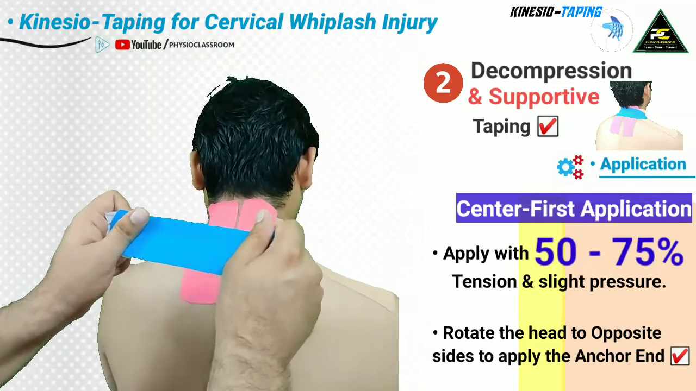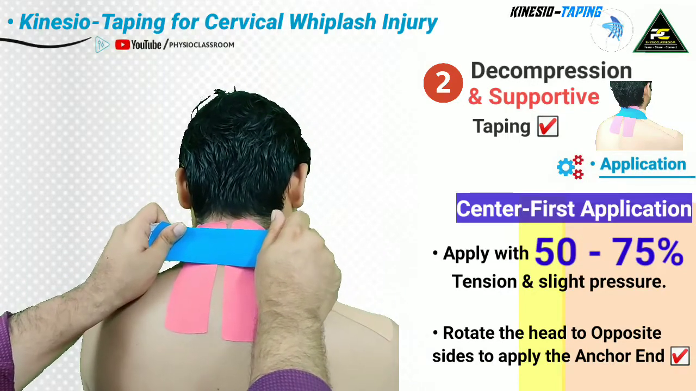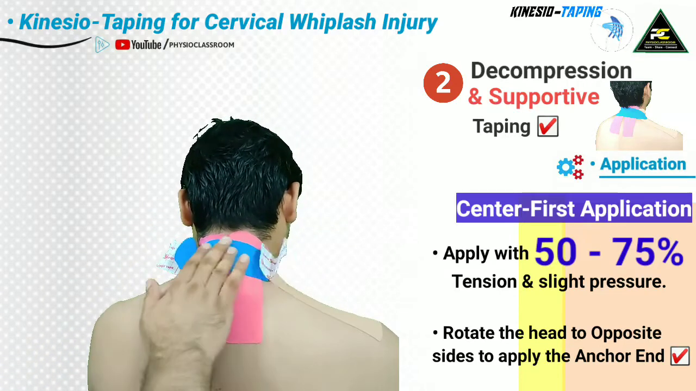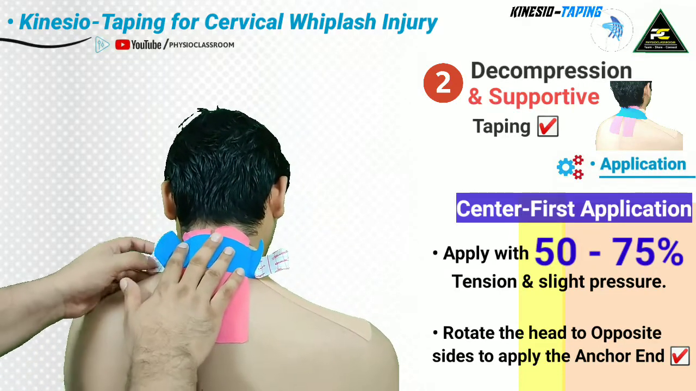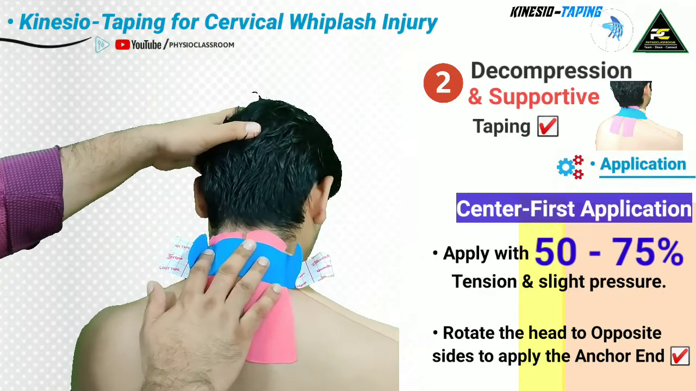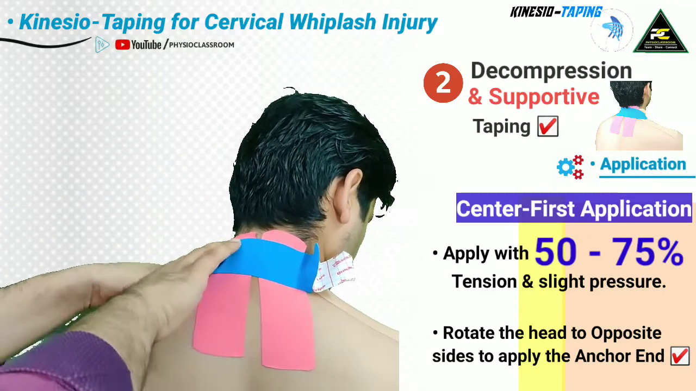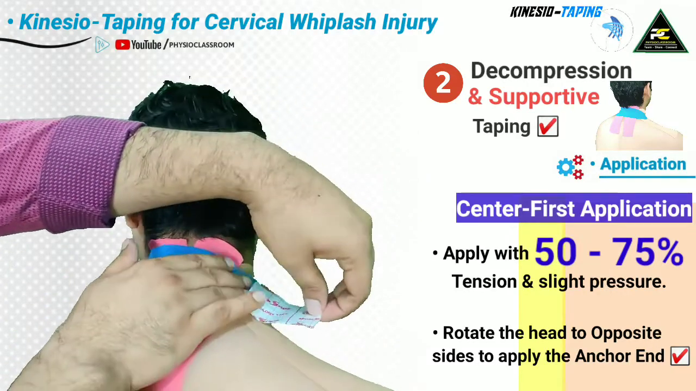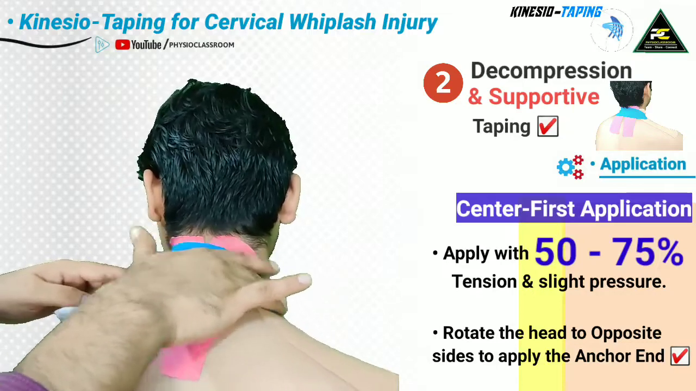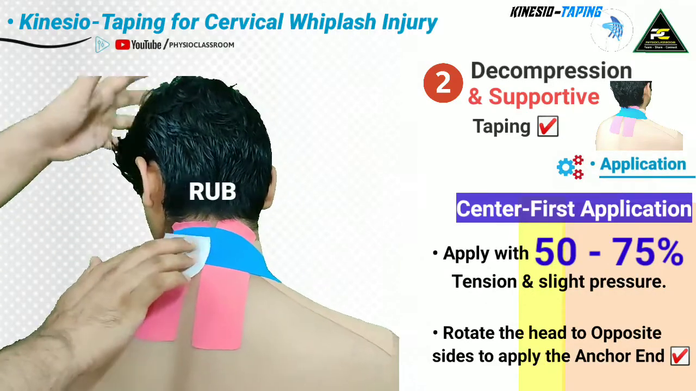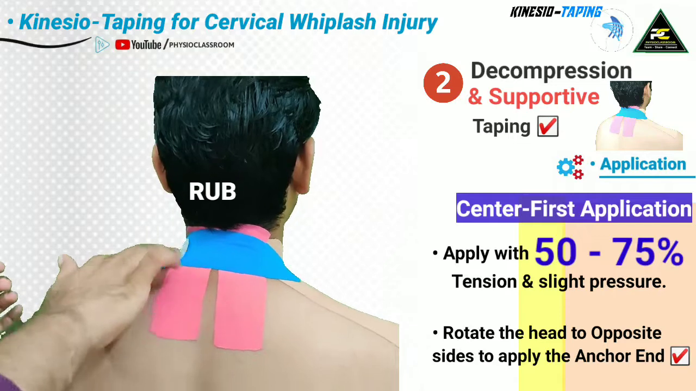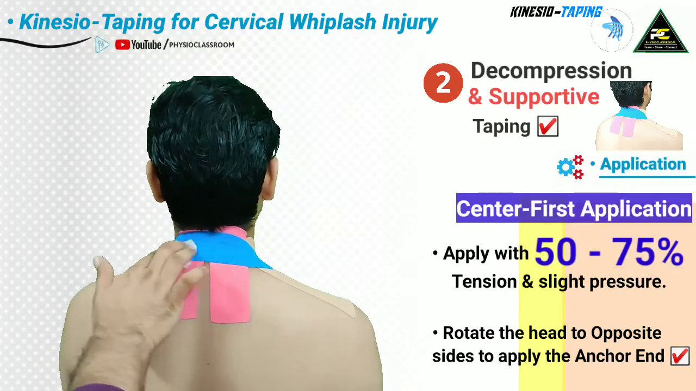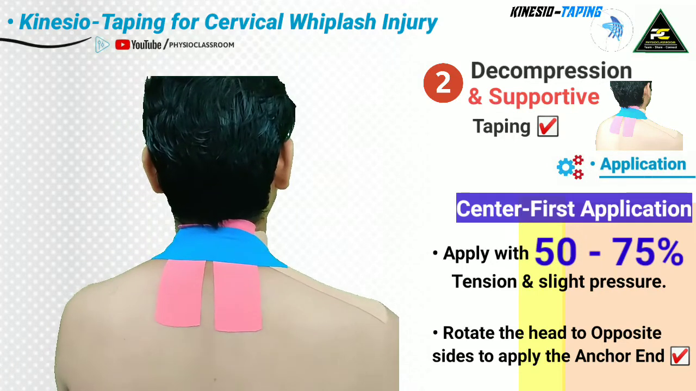we are going to apply almost 50 to 75% tension, and then it has to be applied with slight pressure. Rub the tape first, and then we can also ask the patient to slightly rotate to the other side, apply this anchor, and then rotate to the other side and apply the other side anchor. Very nice. Relax. Rub the tape to create the adhesion. Good.